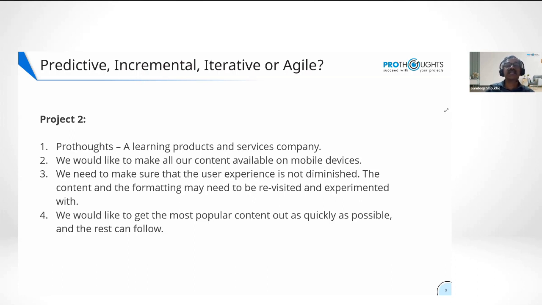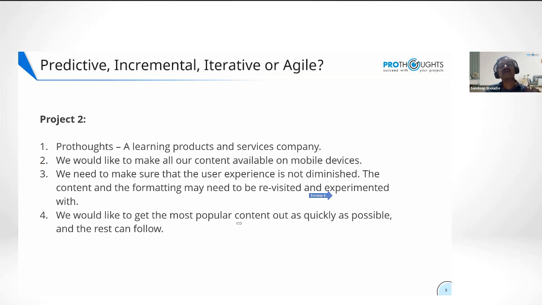So what is the scenario here? Is there a lot of change? Perhaps. We may need to experiment. See, this word experimentation may be needed. So it is perhaps iterative.